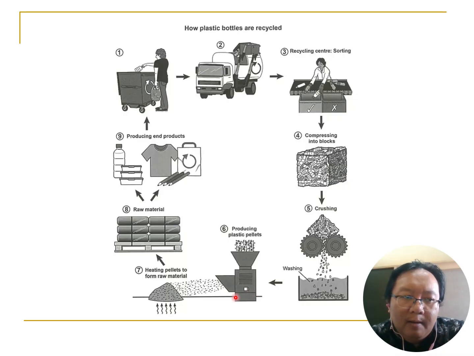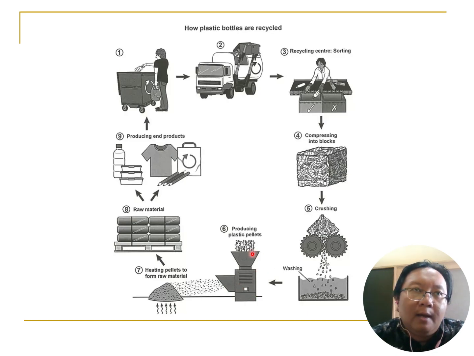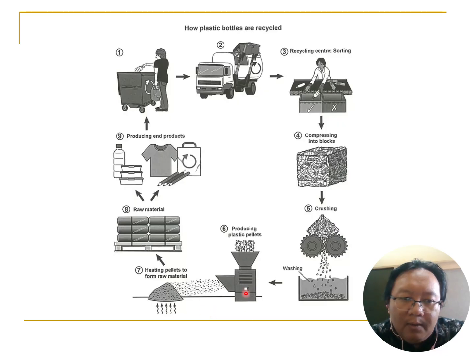The machine is quite big, so it could produce more than 3 tons of plastic pellets to be a raw material, something like that. So you could add your own explanation with the draft itself.